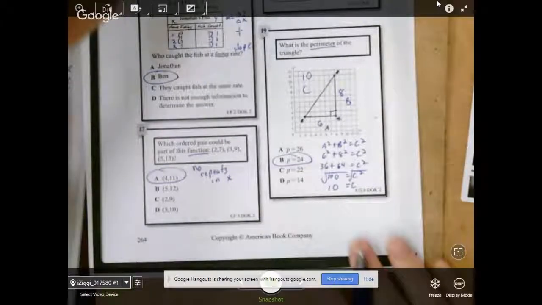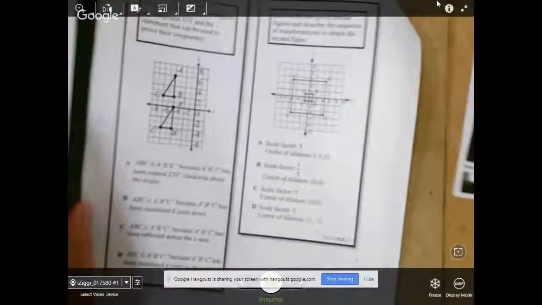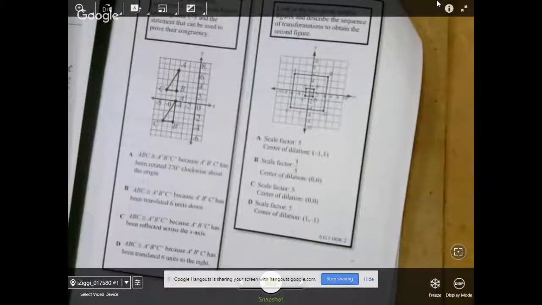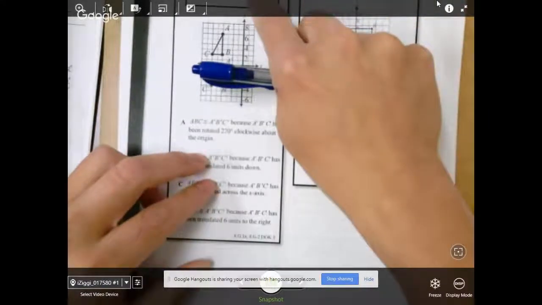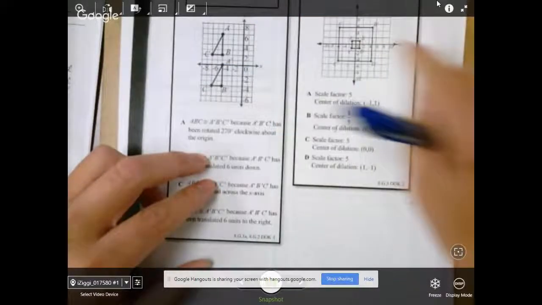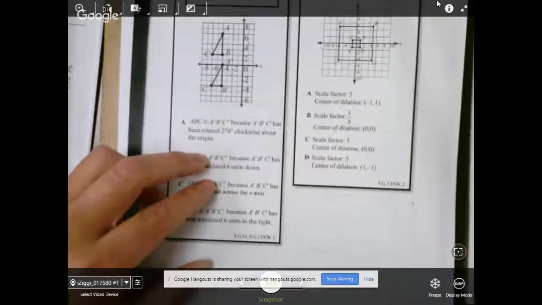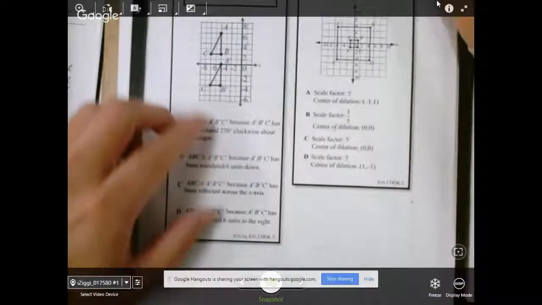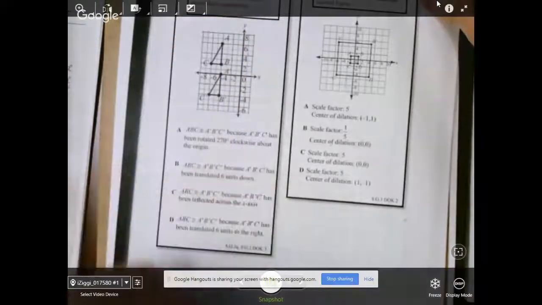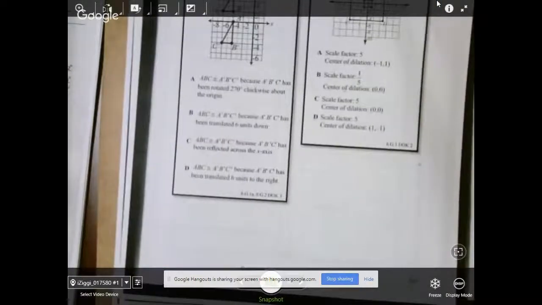Okay, so for number 20, 20 isn't one that we've done yet. I'll quickly explain it. We'll see it in class hopefully soon. All right, so using the diagram, determine if the two given figures are congruent, and the statement that can be used to prove their congruency. Okay, so the thing here is this.